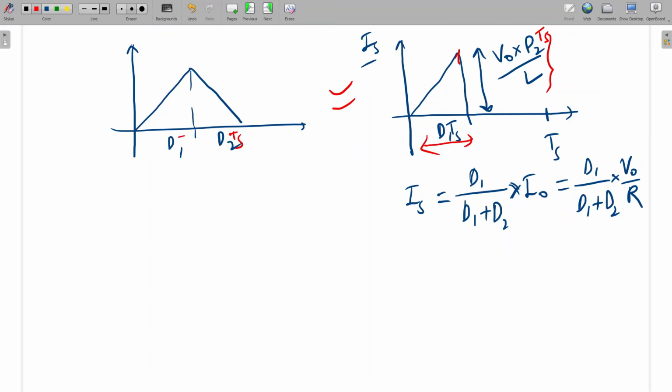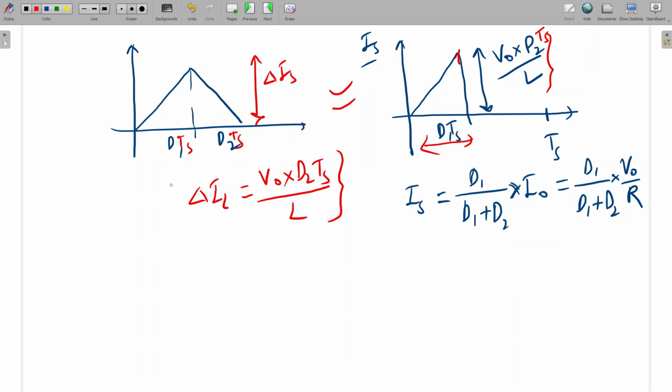This is d2 Ts, d1 Ts, and this is delta IL we can say. So from this graph we can see that I2 minus I1, this delta IL will be V0 into D2 Ts divided by L. Is it clear to all? Or I will explain with respect to the circuit how we are getting delta IL. Is it clear? Can anyone reply?